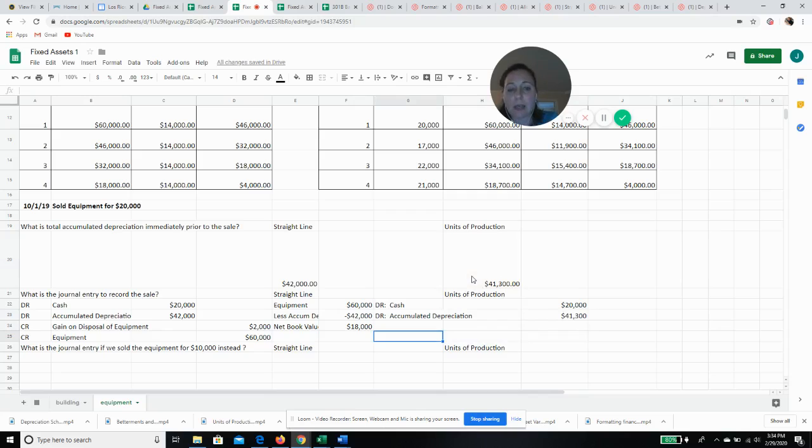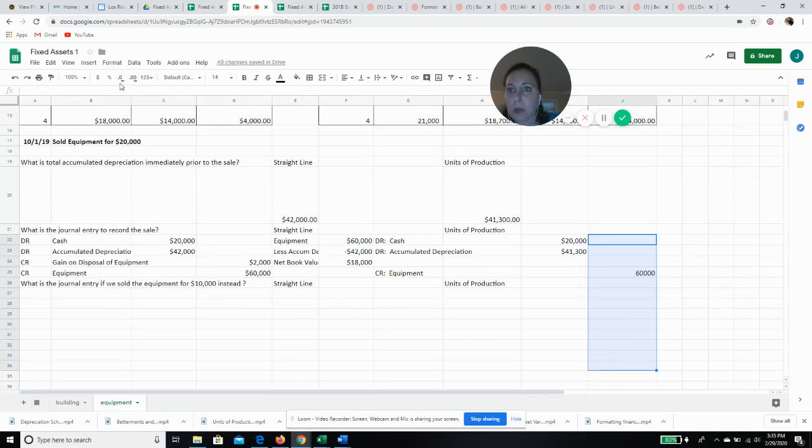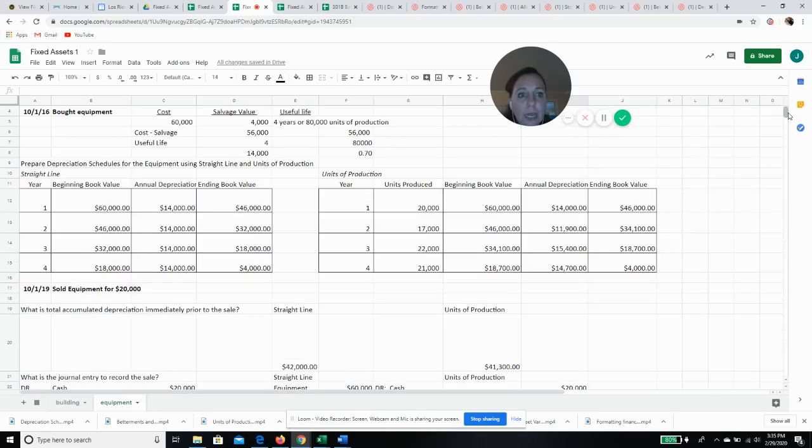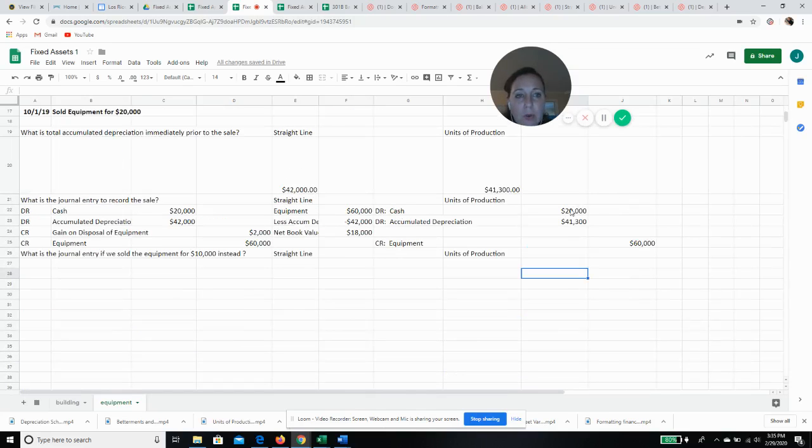Again, I'm going to skip a line and I'm going to credit my equipment. And yes, this should be indented, but I just haven't indented it. Okay, 60,000. For some reason, we didn't quite get the formatting here. So now I look and I see that my total debits are 61,300 and my total credit is 60,000. So I need an additional credit of 1,300. Now my debits equal my credits.